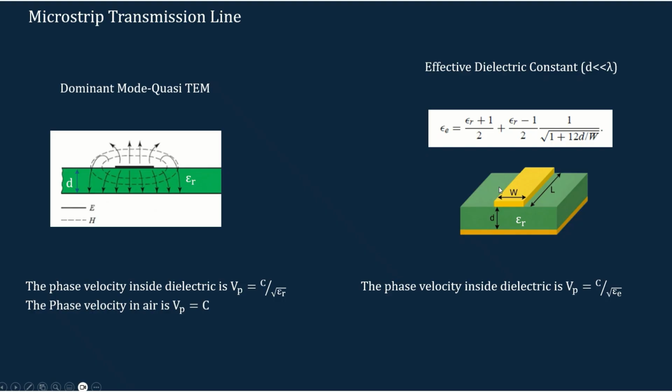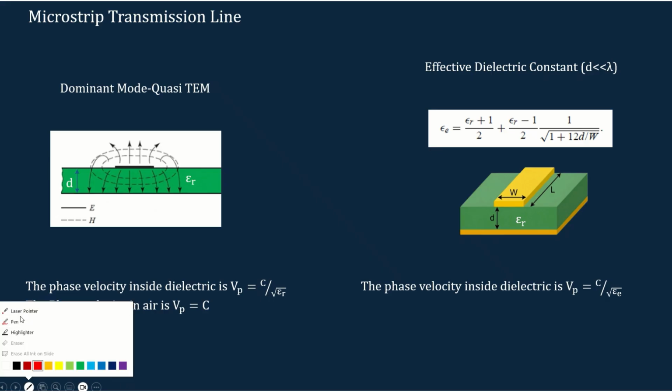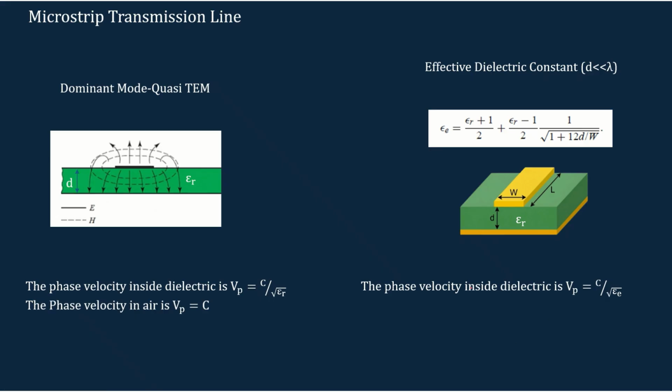When you consider the structure as a whole, having the effective dielectric constant epsilon E, the phase velocity, so sorry, this is not in the dielectric, this is the Quasi TEM. The phase velocity of the Quasi TEM wave can be given by the expression c by square root of epsilon E, where epsilon E is the effective dielectric constant.